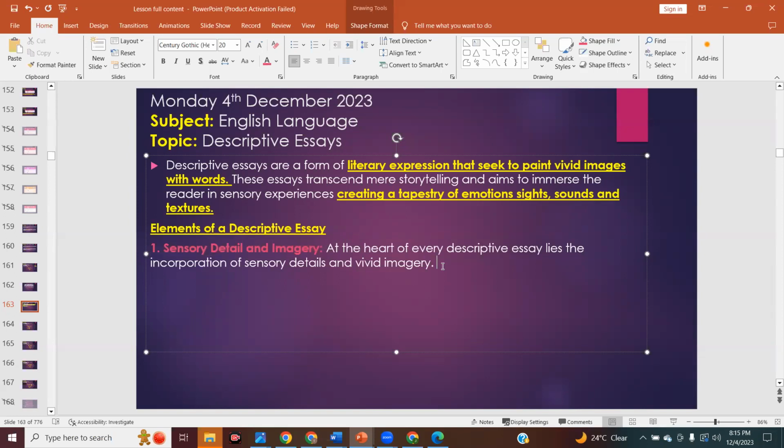So these elements engage the reader's senses.